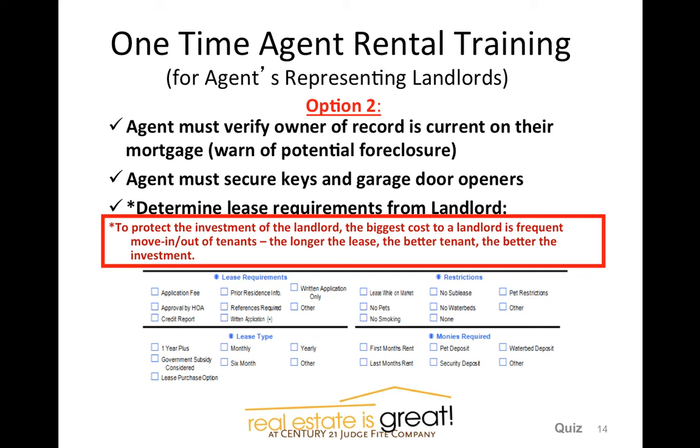You protect the investment of the landlord. They are your client. And I want you to know that the biggest cost to a landlord is frequent move in and move out of tenants. The longer the lease, the better the tenant, the better the investment. That's the way property management works as an investment.